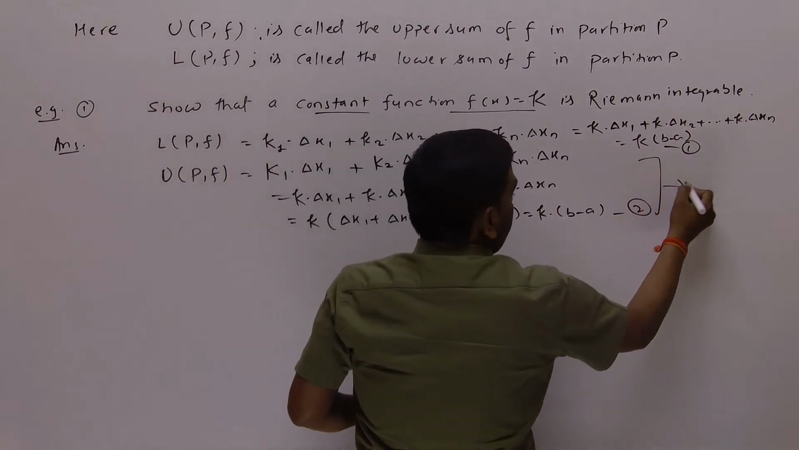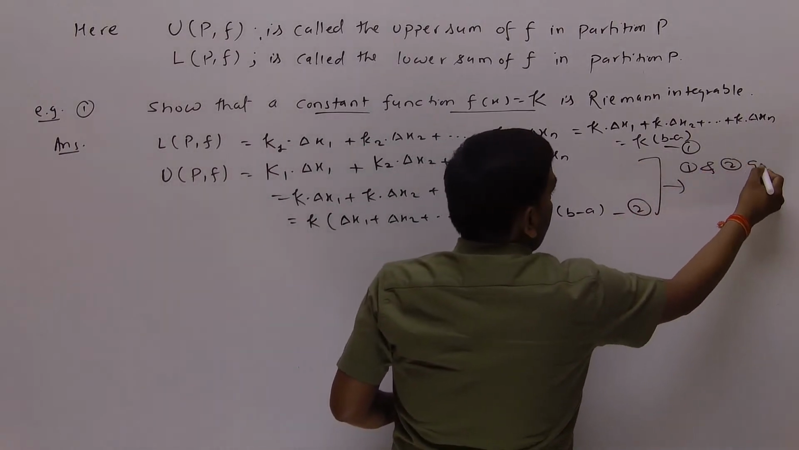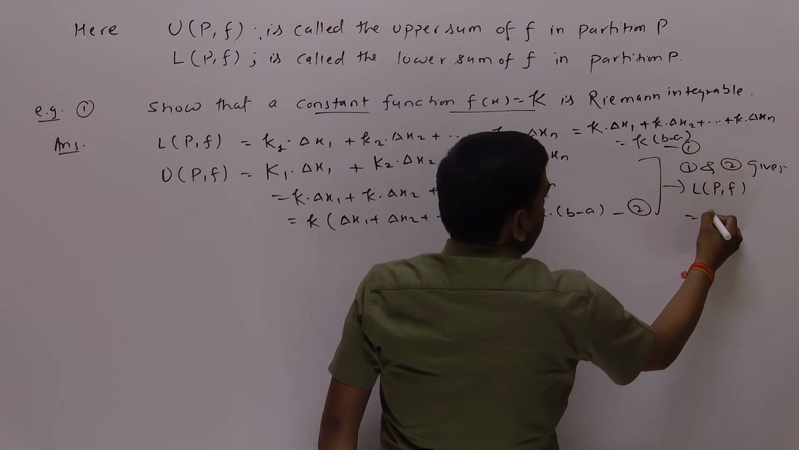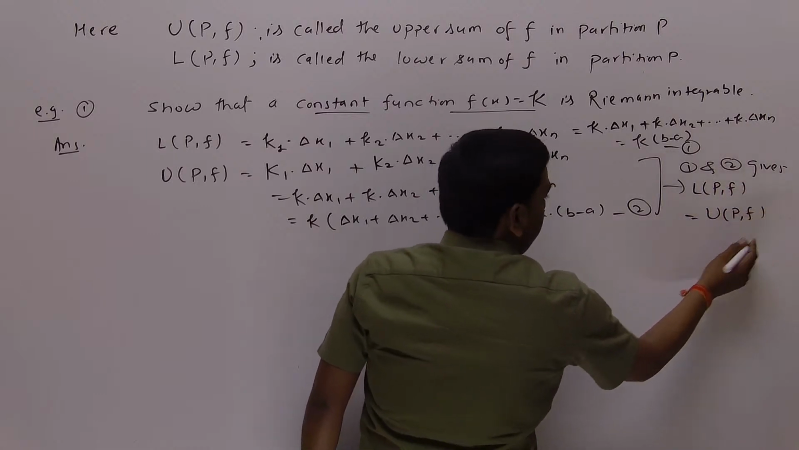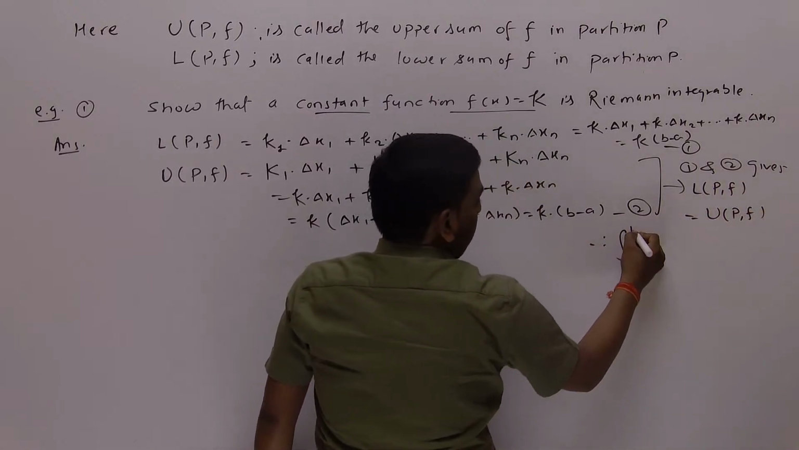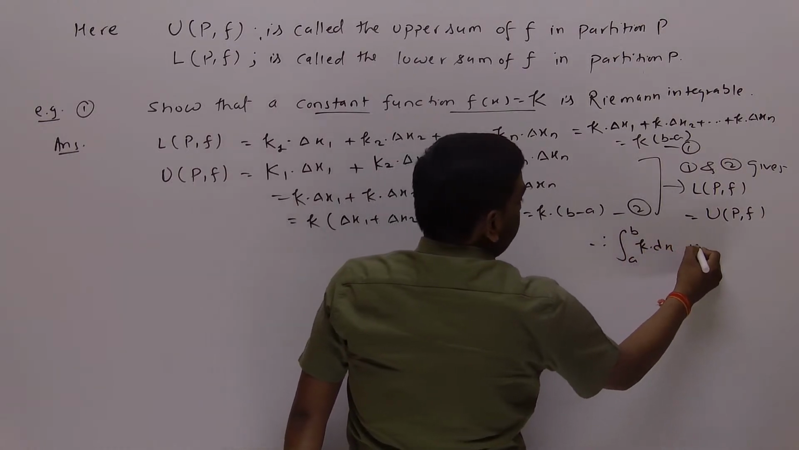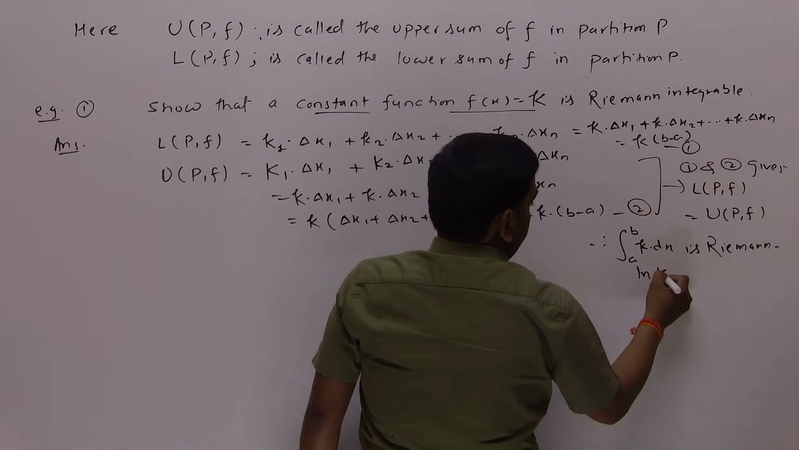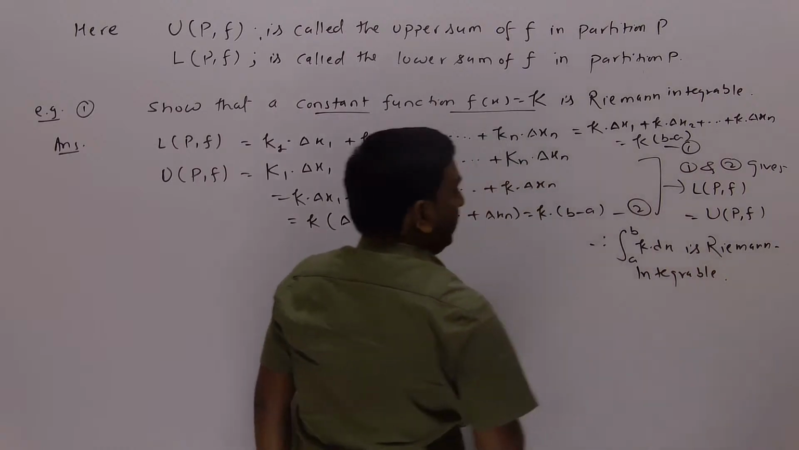So from 1 and 2, the lower sum in the partition P is equal to the upper sum. So you say the integral from a to b of k dx is Riemann integrable. Fair?